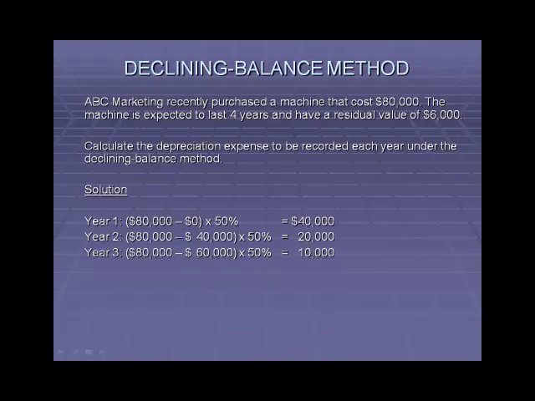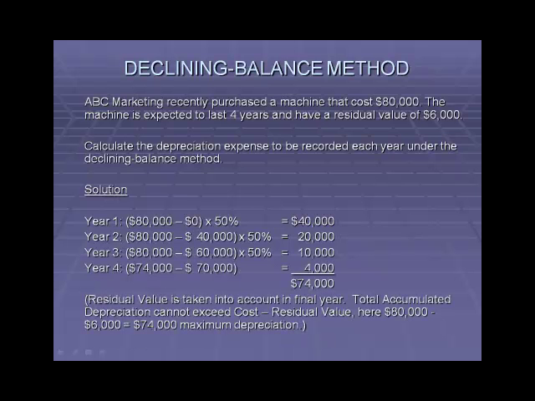Now our accumulated depreciation for the end of 2 years is 40 plus 20, or 60,000. So our book value then is 80,000 minus 60,000, or 20,000. That 20,000 times 50% is 10,000.